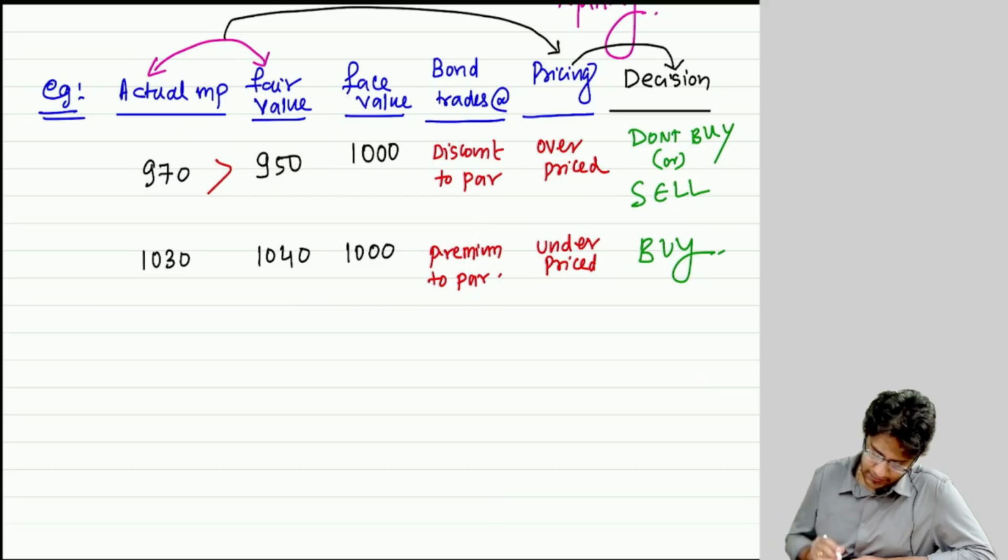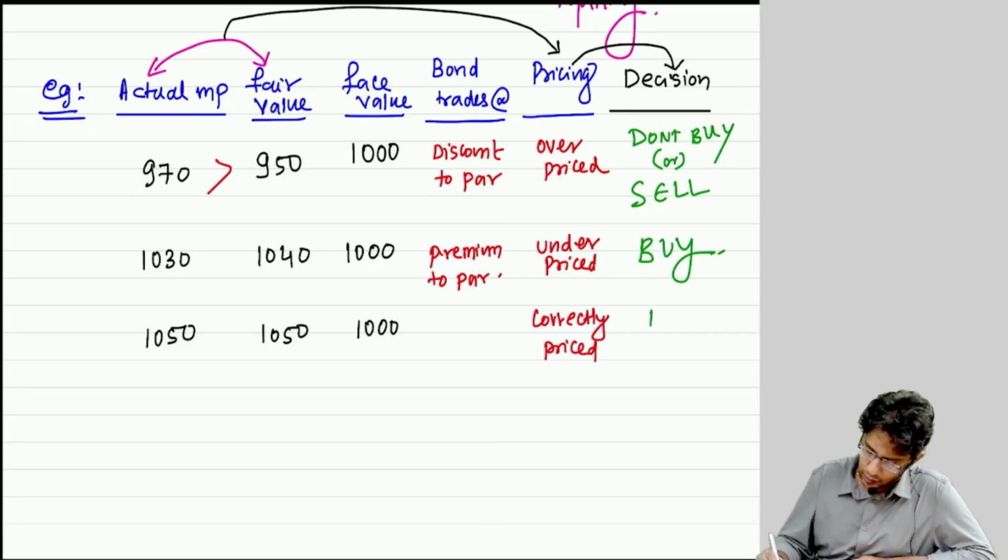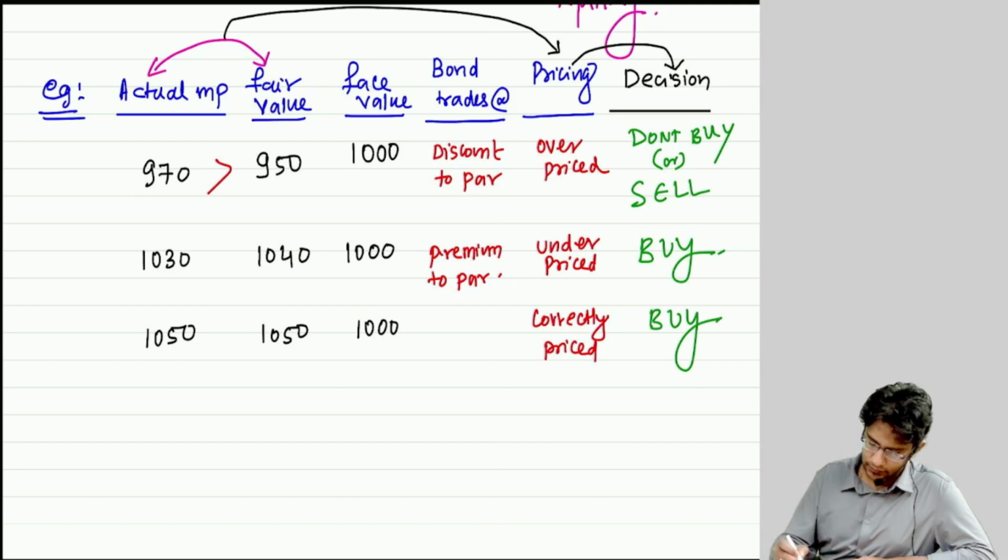Okay, another case. 1050. Fair value also is 1050. Face value is 1000. Good. First, pricing you identify. Bond is correctly priced. Since the bond is correctly priced, you will definitely go and buy the bond. What about pricing? Bond trades at premium.